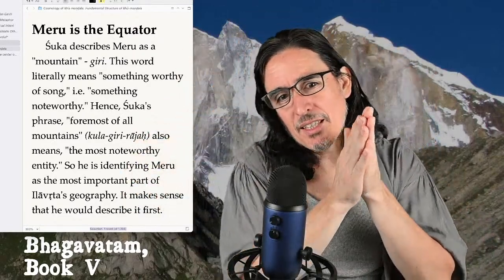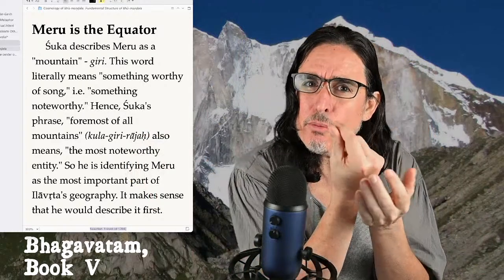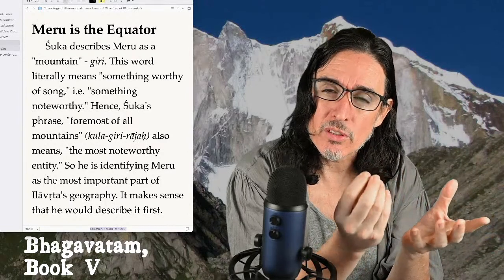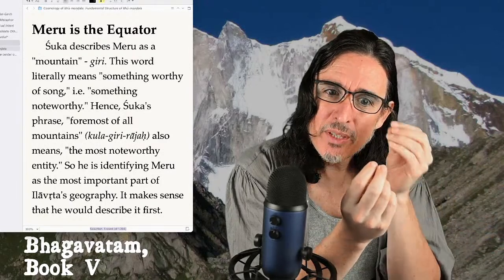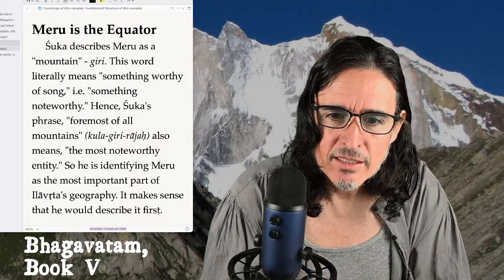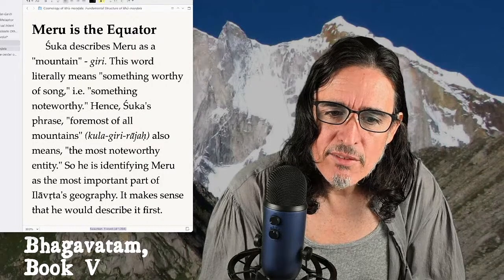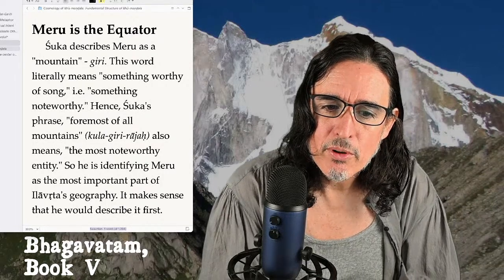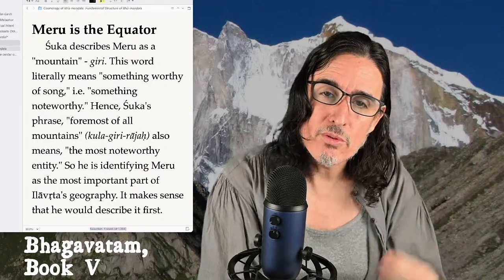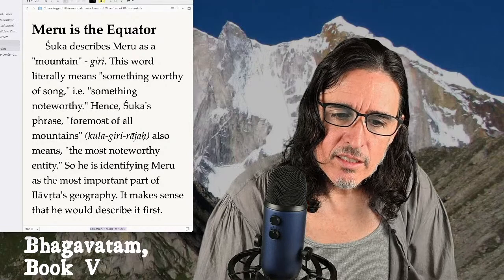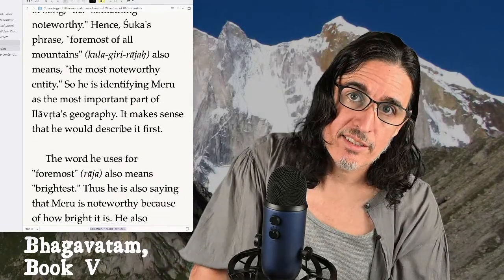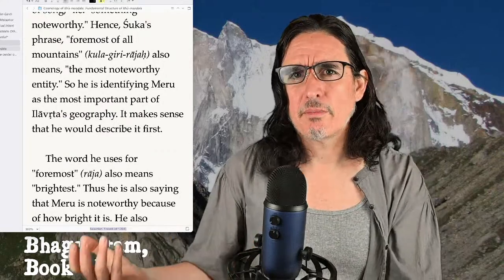So this Meru is the center point of the whole universe, you can say, the whole system that we live in, the whole world. So it's the Giri. It's the most important point. So he's identifying Meru as the most important part of Ilavrata's geography. Don't forget, they're using metaphors to help you visualize. The word he uses for foremost, Raja, also means brightest. The word Raja generally means king, right?